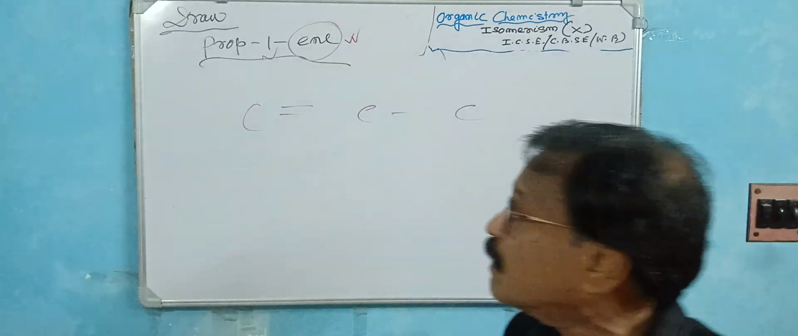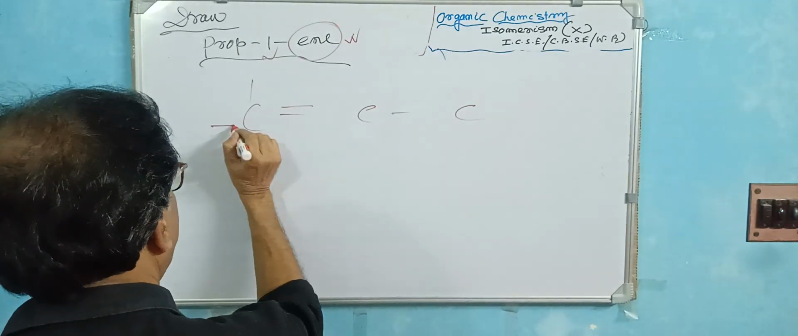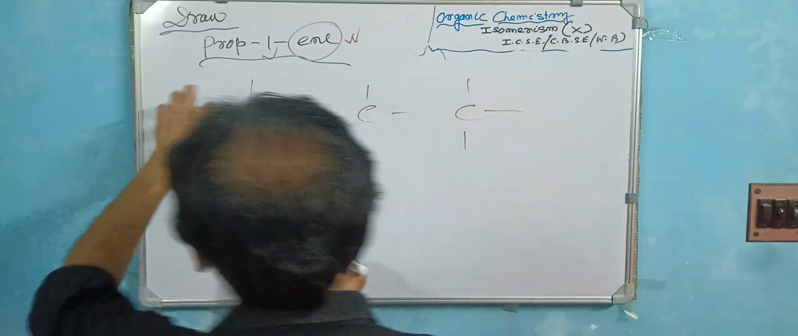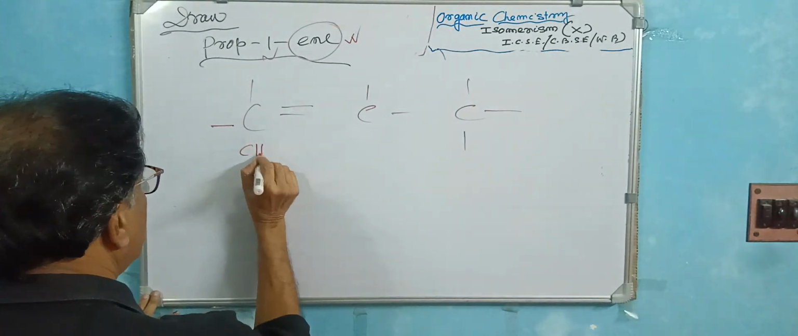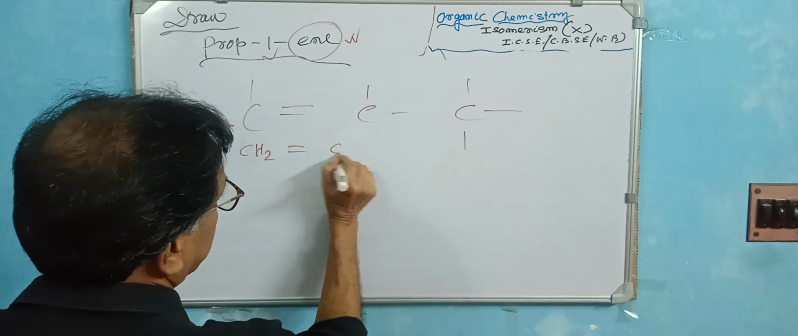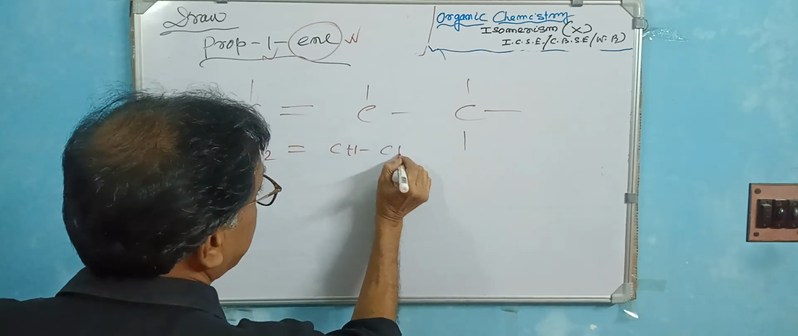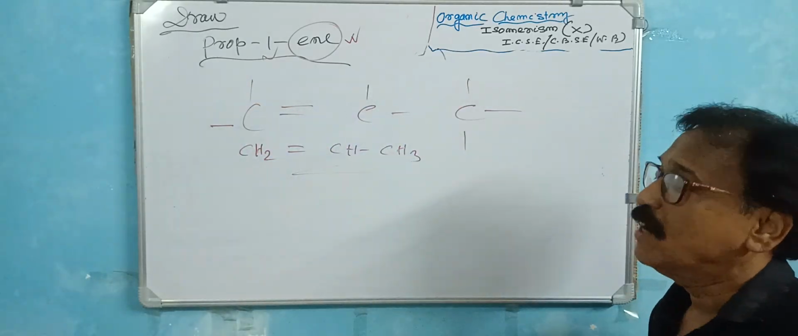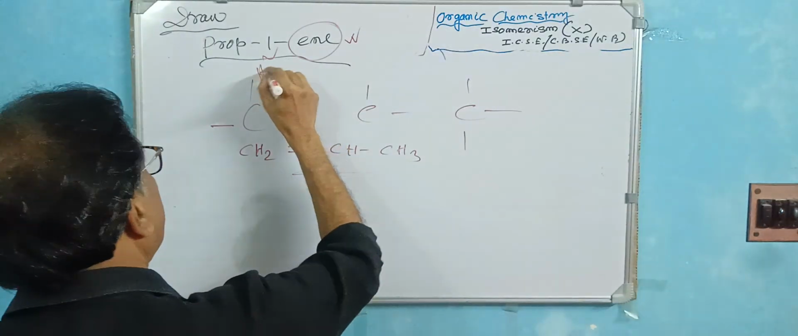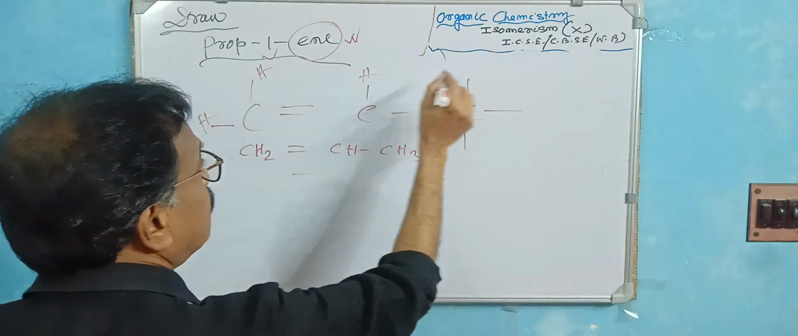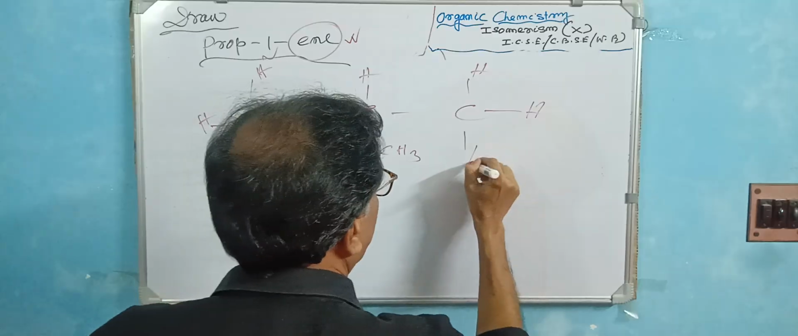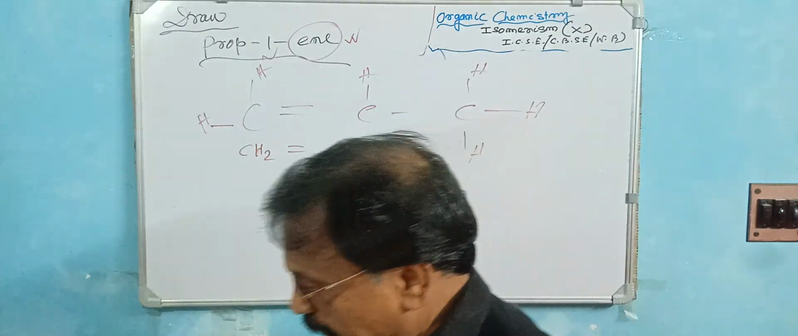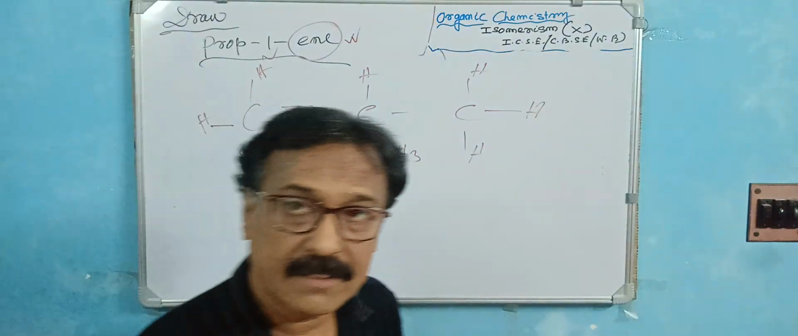Now the 4 hands of carbon must be complete. Here carbon has 2 hands, here 2, here 1, here 1. So what is this now? This is CH2 double bond CH CH3. This is the condensed structure and this is the main structure. If you complete it here, this is H, H, H, H. This condensed is CH3, this is CH double bond CH2. Is it clear? So in this way you draw the structure.